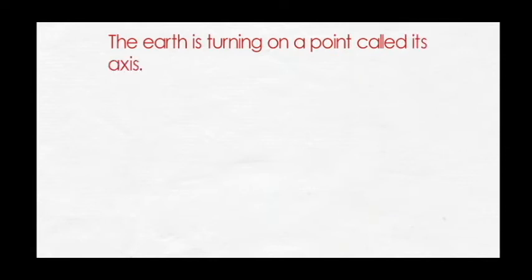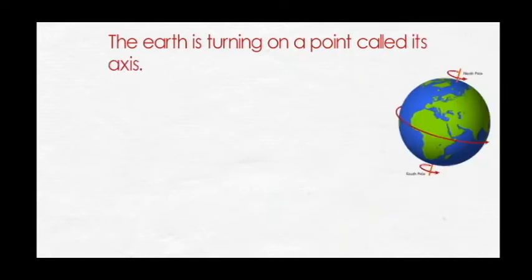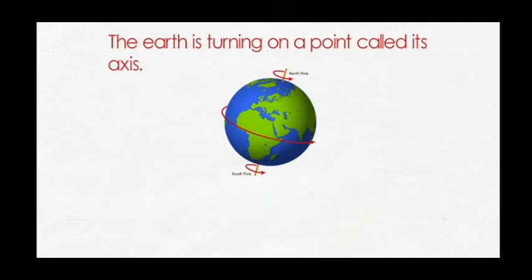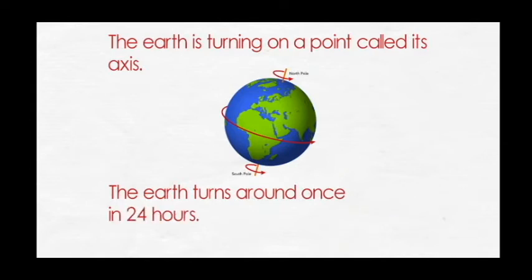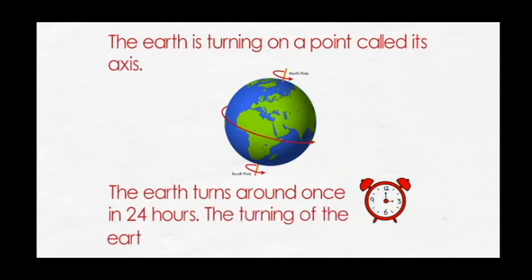The Earth is turning on a point called its axis. The Earth turns around once in 24 hours. The turning of the Earth on its axis causes day and night.